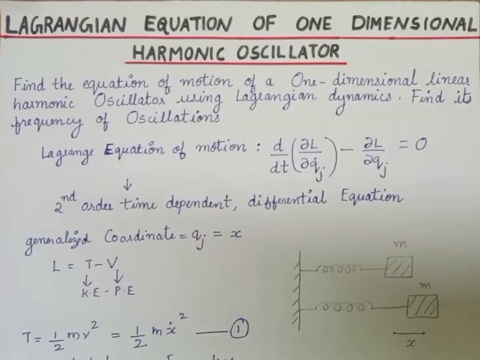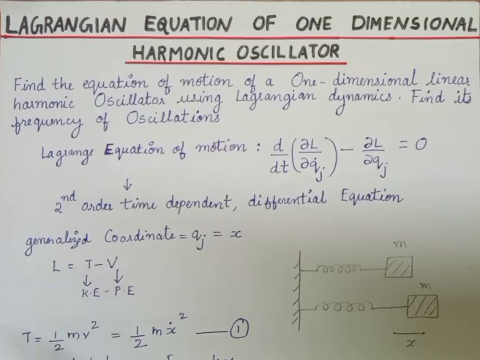Hi, today I am going to derive the Lagrangian equation of a one-dimensional harmonic oscillator. So our question is: find the equation of motion of a one-dimensional linear harmonic oscillator using Lagrangian dynamics, and also find its frequency of oscillations.